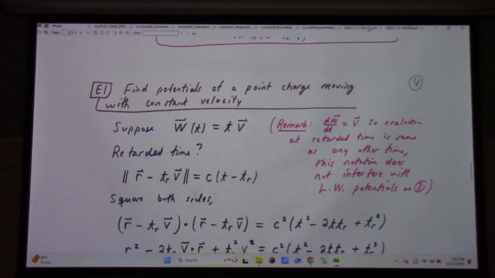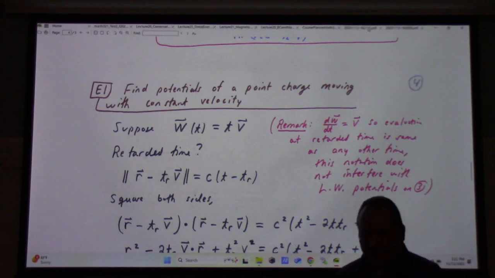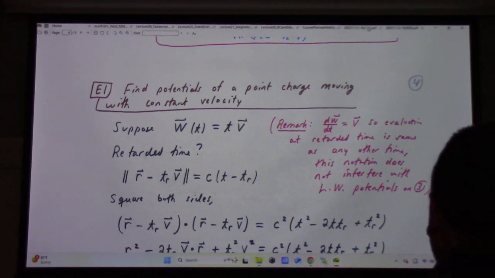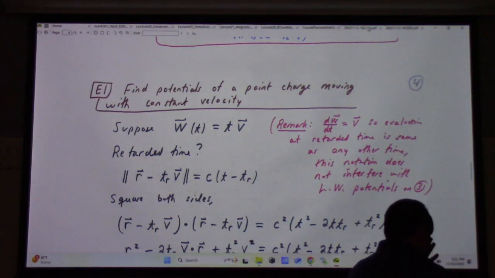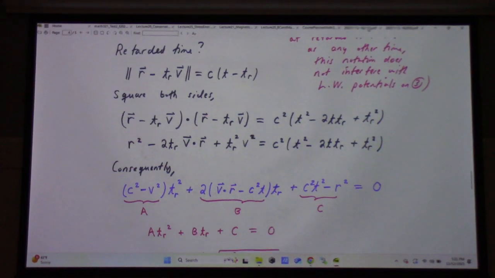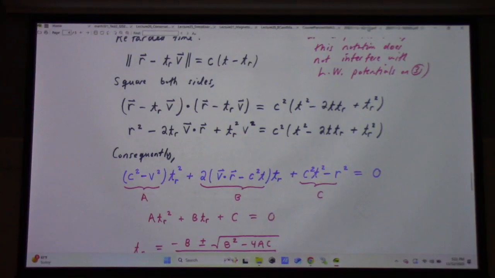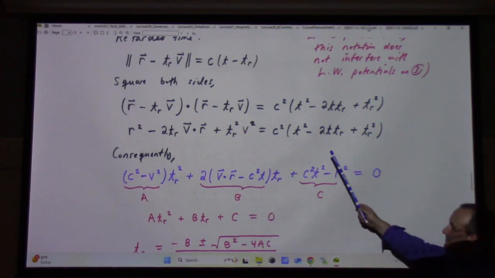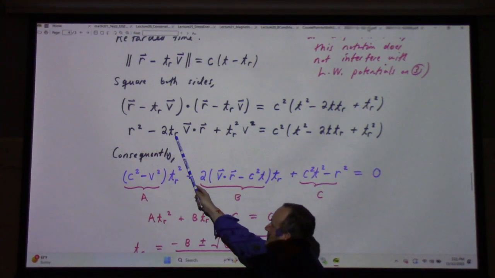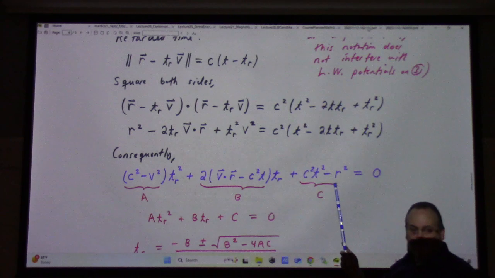What's the retarded time? How bad could that be? Well, we are doing this for arbitrary velocity. I suppose the simpler thing to do would be to pick a specific direction for your velocity, but we're not doing that. We are going to suffer through arbitrary direction for the velocity. And when you do that, we square the distance equation, and then I FOIL out the thing, and lo and behold, a quadratic equation in retarded time.